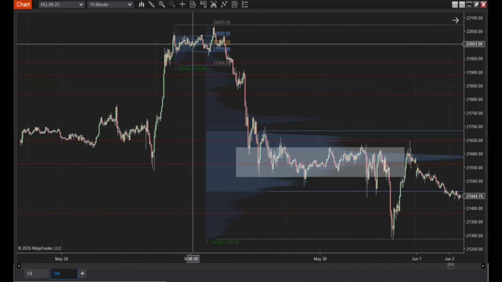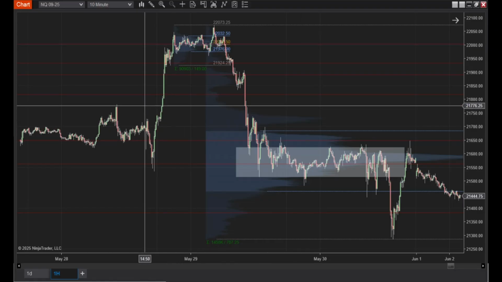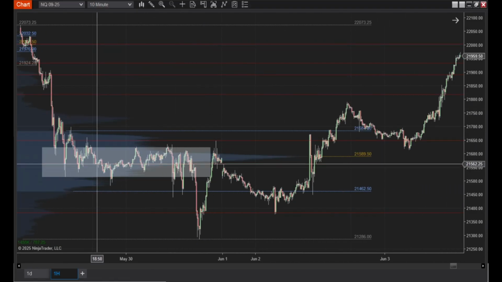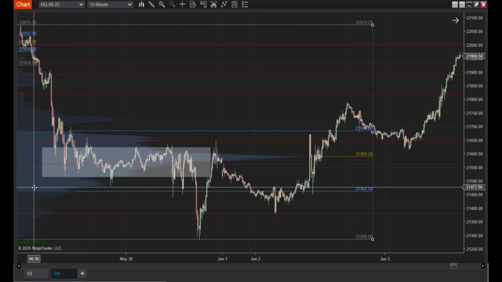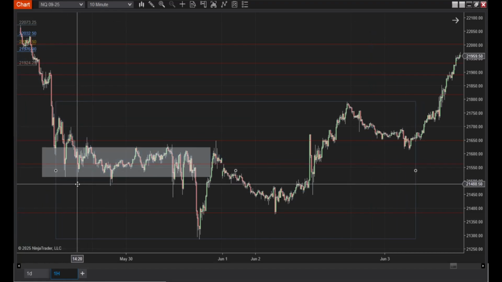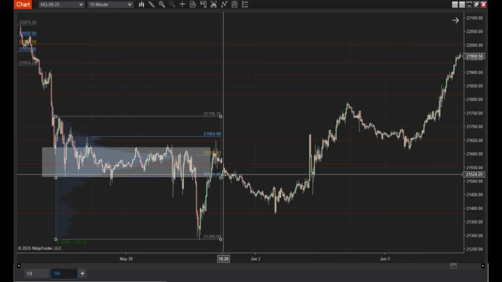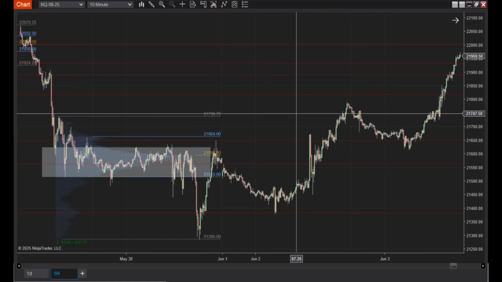You see, this is where this range was. The POC of that range, right at that level. All right. Hope that was able to help you guys, and I'll catch you guys in the next one. All right. This is right here.